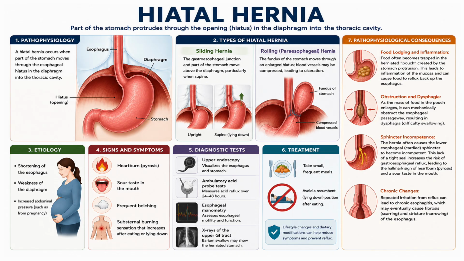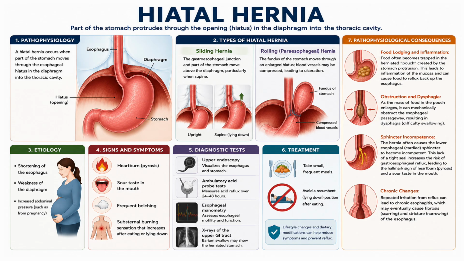Now, there are two distinct types of hiatal hernias that we see clinically. The most common is the sliding one, so we call it the sliding hernia. In this version, the gastroesophageal junction and a portion of the stomach move above the diaphragm. This is highly positional, meaning it often occurs when a patient is lying down and may slide back into the abdominal cavity when they stand up. So it's positional, it can move.